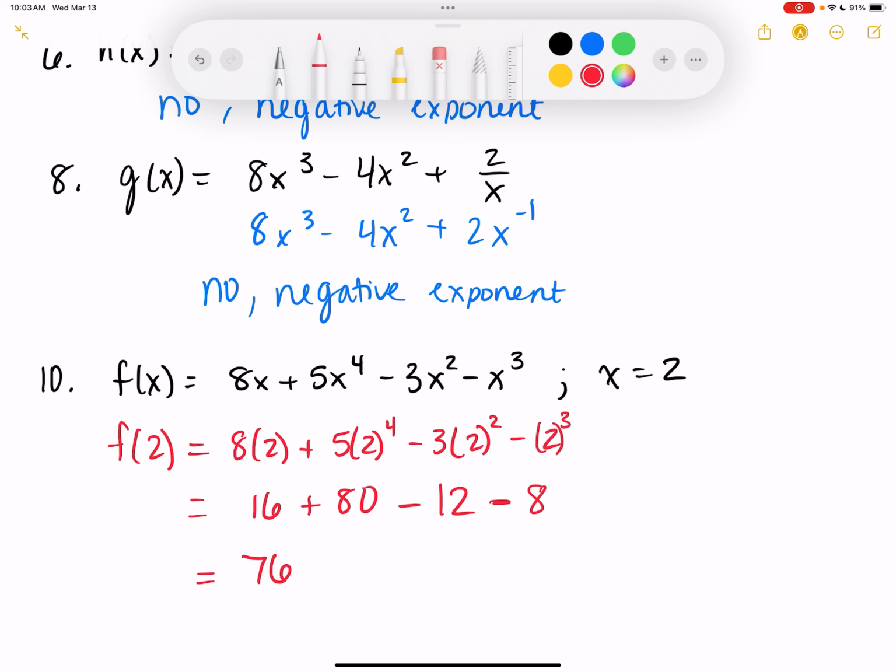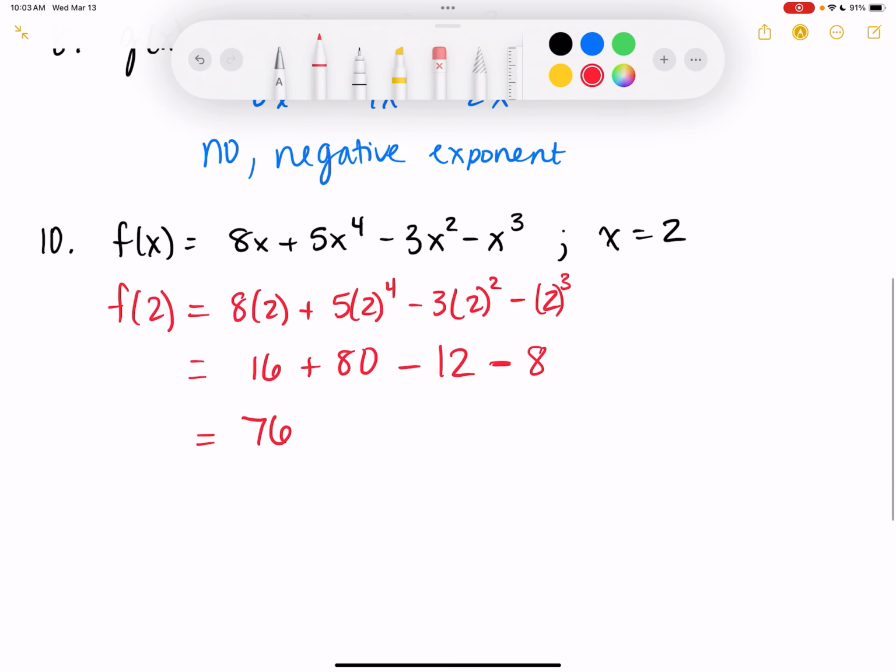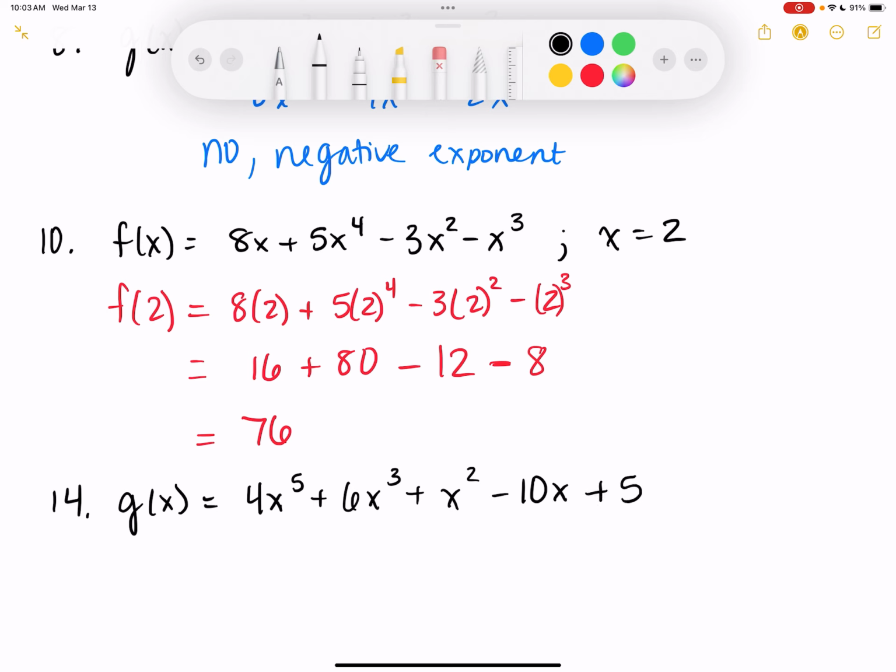Alright, let's look at one that's got negatives in it. Number 14, g of x is equal to 4x to the fifth plus 6x cubed plus x squared minus 10x plus 5. And they tell us that x is equal to negative 2.